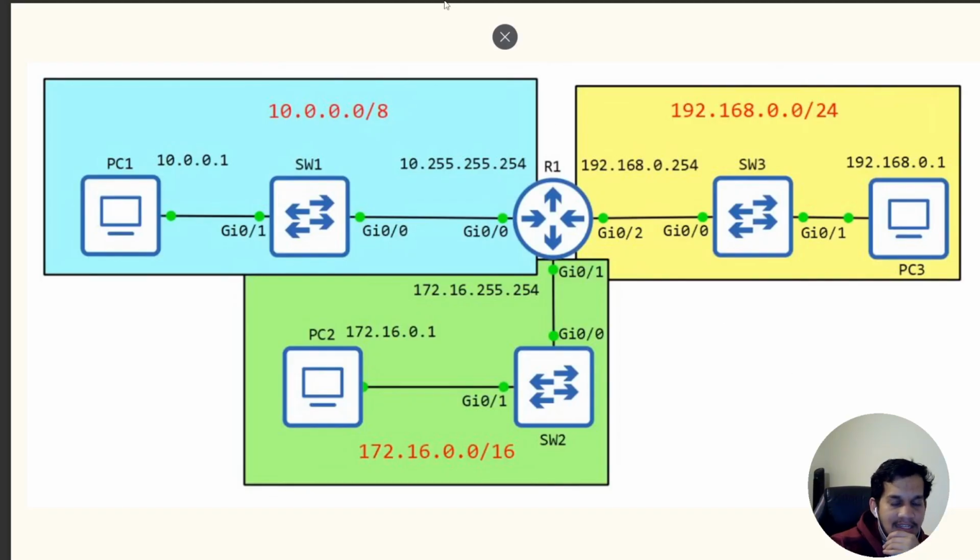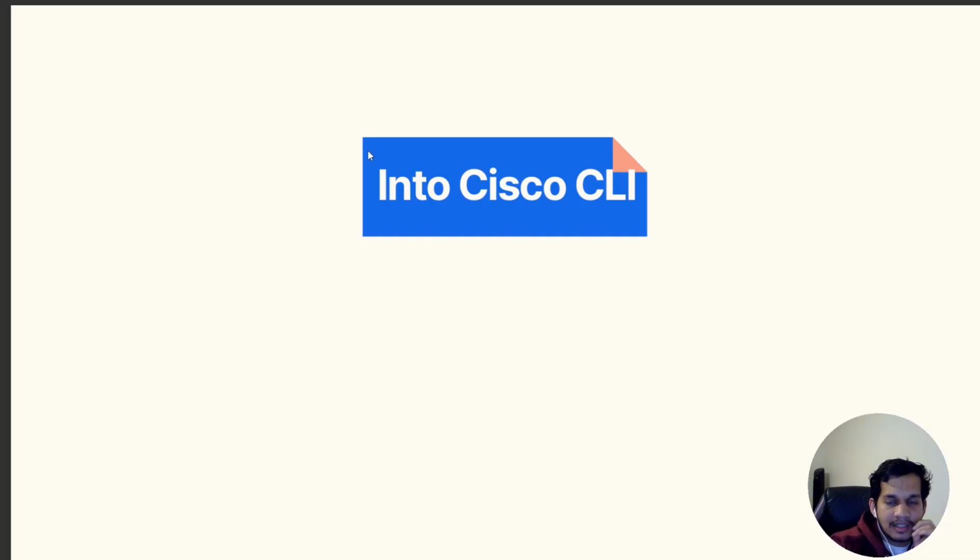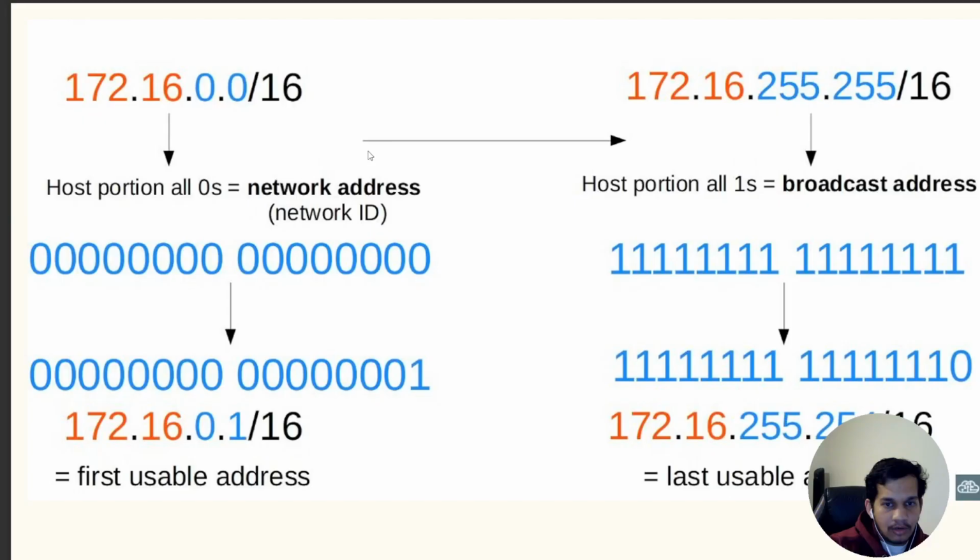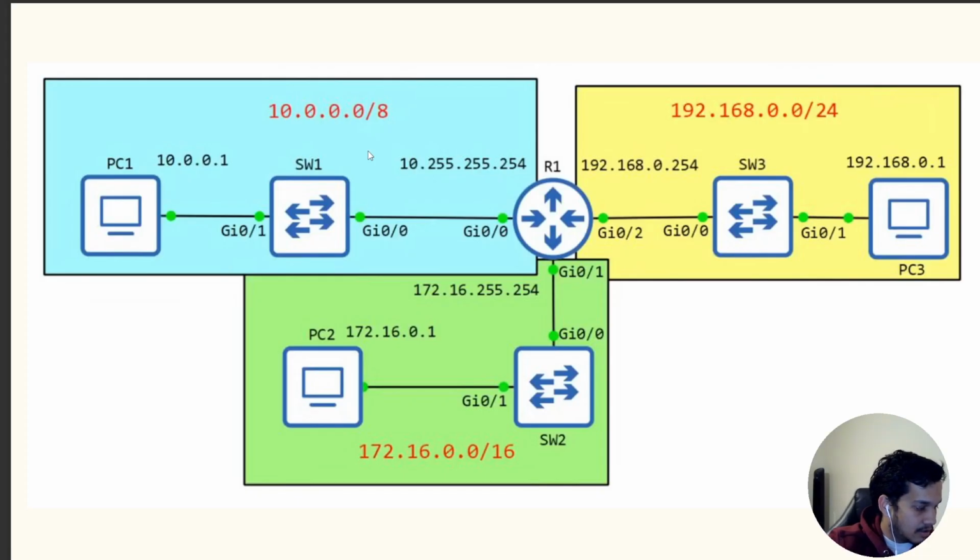So let's take a network where we have class A, class B, class C. We will look at this example in Cisco CLI, and how to configure the router over here in class A, class B and class C. We'll get to know soon about it.